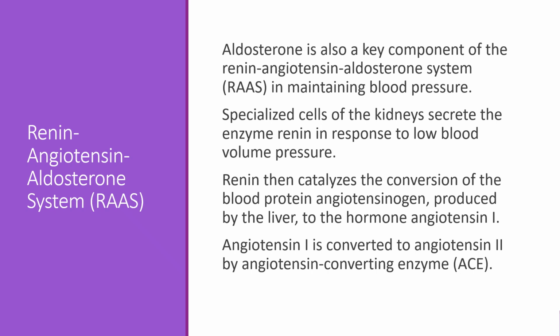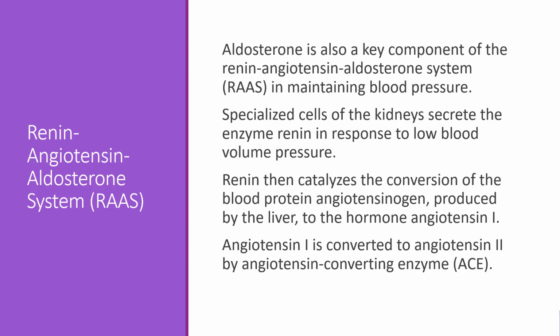Renin is then going to catalyze the conversion of a blood protein called angiotensinogen. If you did not learn in 210 that the suffix -ogen at the end of a word tells you that it's an enzyme, I'm reminding you now. Angiotensinogen is produced by the liver, and it is converted to the hormone angiotensin 1. Angiotensin 1 is then converted into angiotensin 2 by ACE, or angiotensin converting enzyme, in the lungs. So we'll talk about this when we get to respiratory.